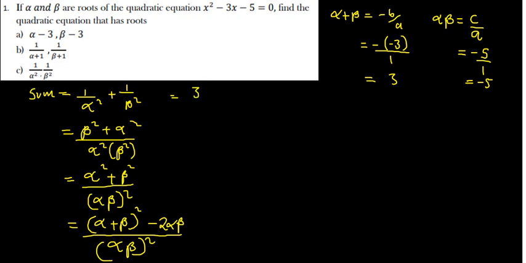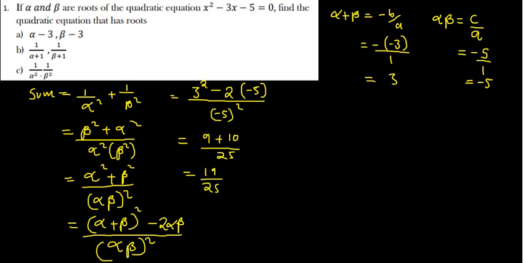But remember that is squared. And then minus 2, where there is alpha times beta, that is negative 5. And then we divide that by, where there is alpha times beta, that will be negative 5, but we are squaring this. That is going to give us 9 plus 10 divided by 25. So this is going to be 19 divided by 25. So that is our sum.